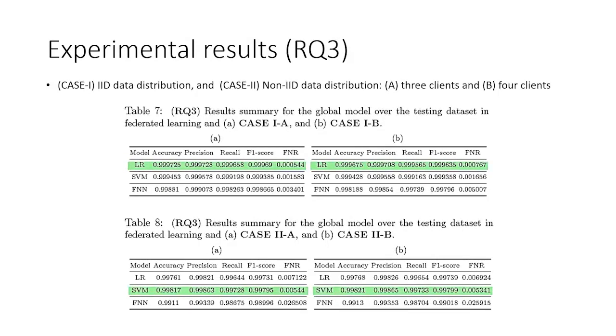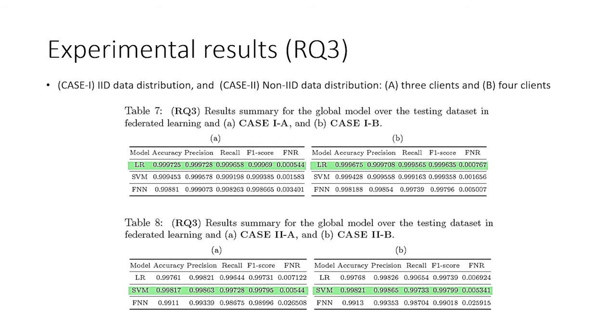Now let's see the experimental results under research question 3, performance of FedDICE over the centralized learning. We consider two cases here. Case 1 is for the IID data distribution. That means each client has clean and ransomware samples that are independently and identically distributed. The total sample size in each client is the same.